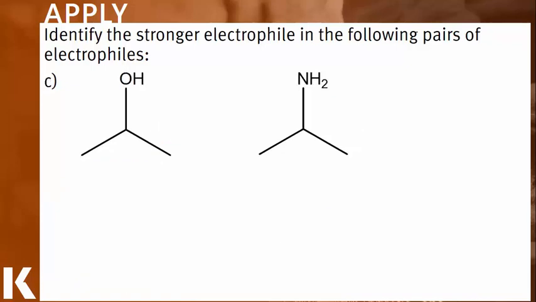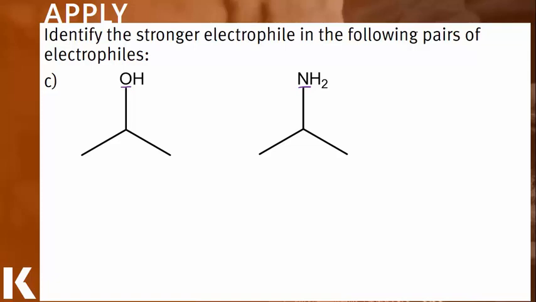Finally, let's look at part C. Again, we have nearly the same molecule, but what's different between them? Oxygen versus nitrogen. So what are some differences between oxygen and nitrogen that come into your mind? Hopefully one of the first things you think of is a difference in electronegativity. Remember, the periodic trend of electronegativity tells us that oxygen is more electronegative than nitrogen. So oxygen is going to pull electrons towards it just a little bit more than nitrogen would.